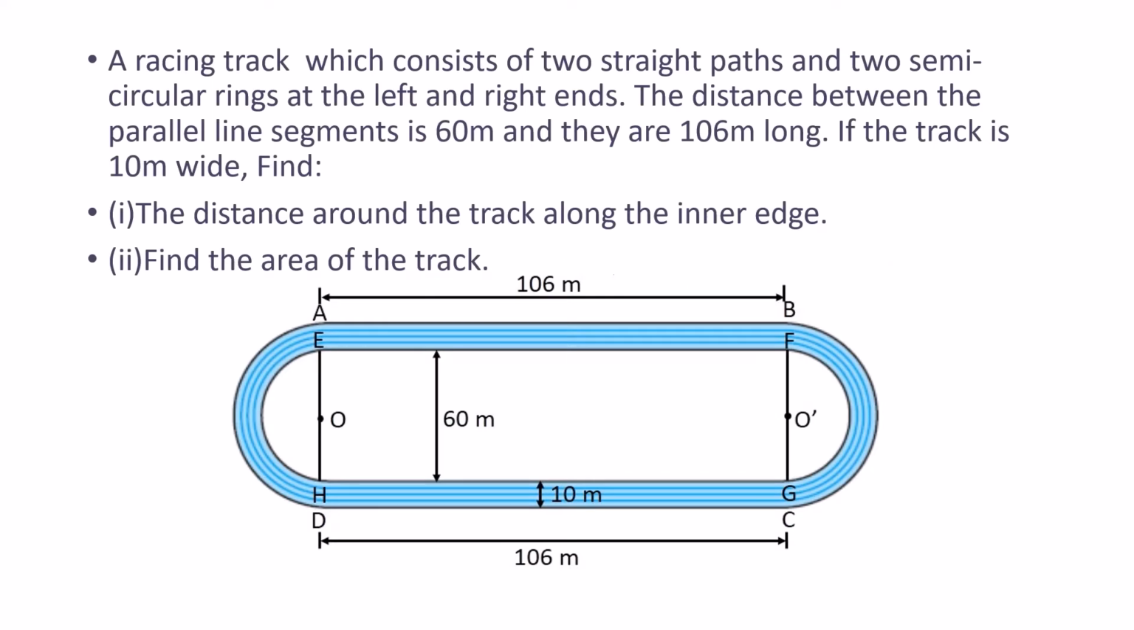So look at this question. It's a racing track. We can see two straight paths, then two semicircular rings at either end. The distance between the parallel line segments is given as 60 meters, and the length of the parallel segments is 106 meters. They have given the width also. Width is 10 meters. We have to find the distance around the inner edge of the track, and also the area of the track.